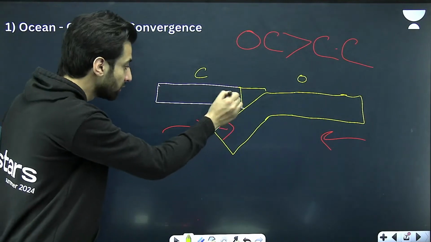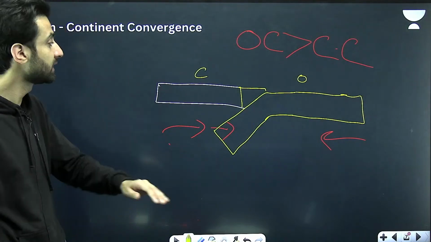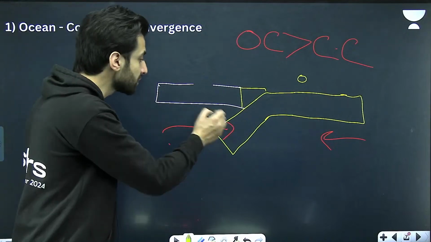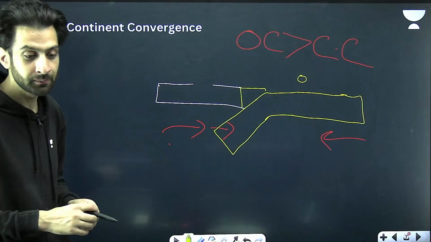The plate is not only going under the continental plate, but it is also going into the asthenosphere. Okay, it is also going into the asthenosphere, and when it goes into the asthenosphere, it will melt there because of the high temperature that is present there.